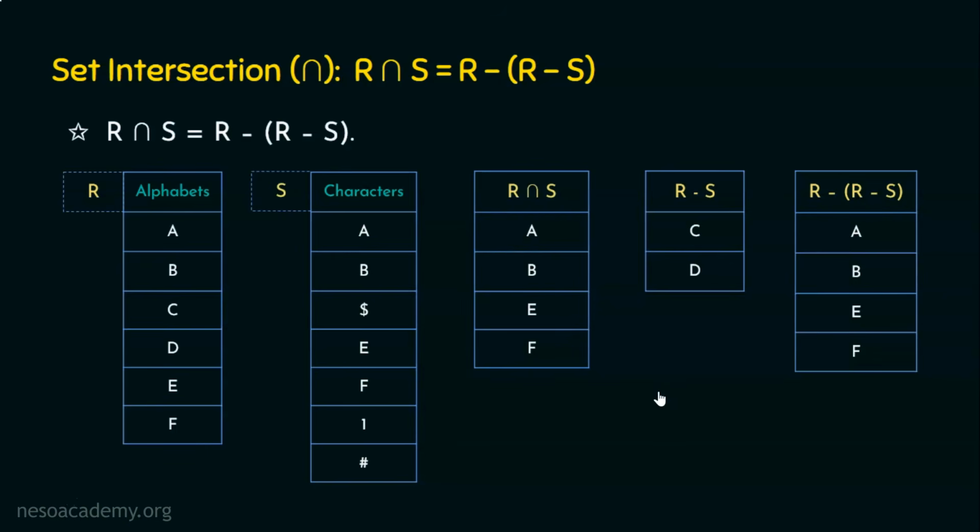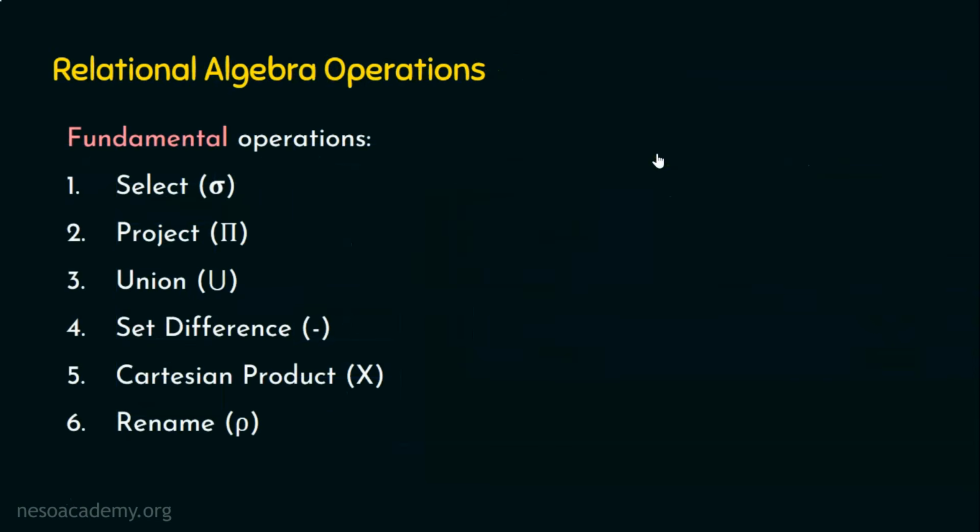Why are we dealing with this basic operation now? In examinations, they might expect us to solve a problem without using set intersection. In that case, we need not rely on this operator. Rather, we can directly use R minus (R minus S) for R intersection S. We have already seen the various fundamental operations. We call them fundamental because even the additional operations can be achieved through them.